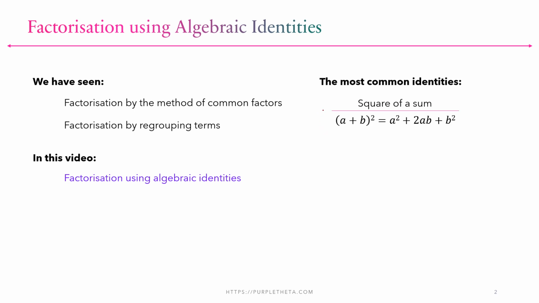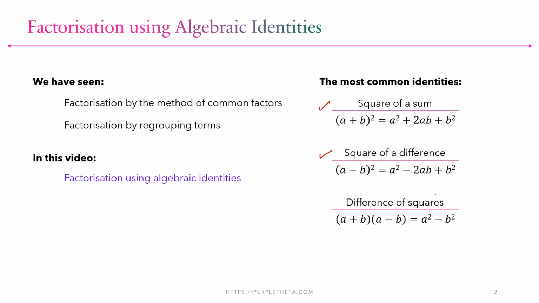The first one is square of a sum, where a plus b whole square is equal to a square plus 2ab plus b square, right? Then we have square of a difference, where a minus b whole square is equal to a square minus 2ab plus b square. And then we have difference of squares, that is a plus b multiplied by a minus b is equal to a square minus b square.